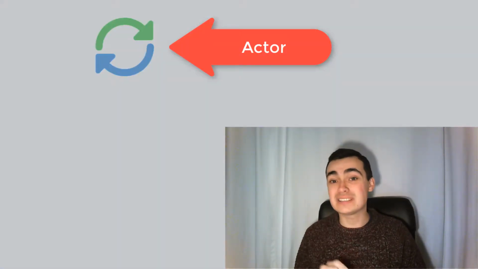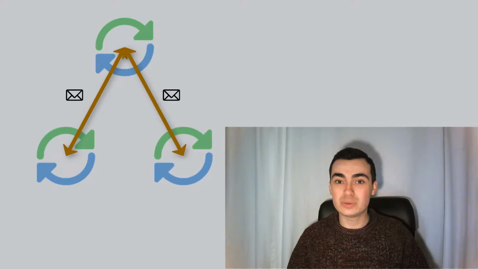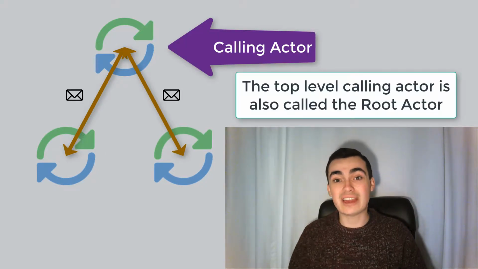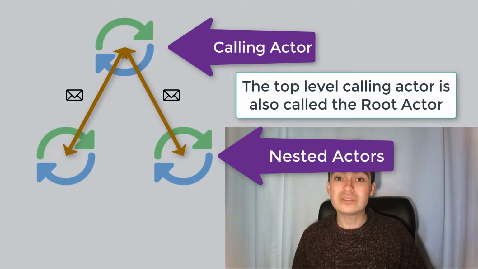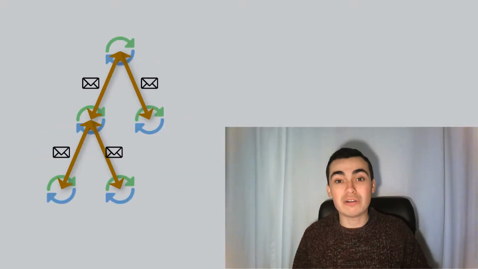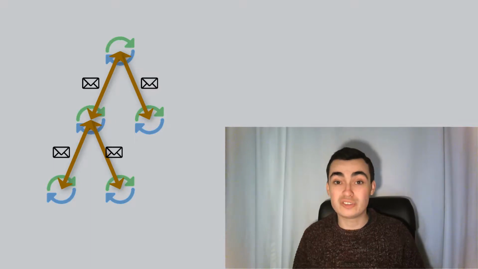Actors work best as systems. An actor can launch and communicate with another actor. The actor that launches the actor is called the calling actor, and the actor that has been launched is called the nested actor. A well-designed actor system will end up having this tree-like hierarchy, where actors are allowed to communicate up and down their individual branches.